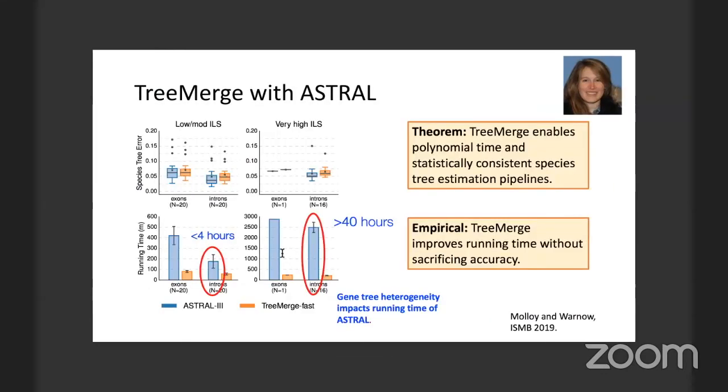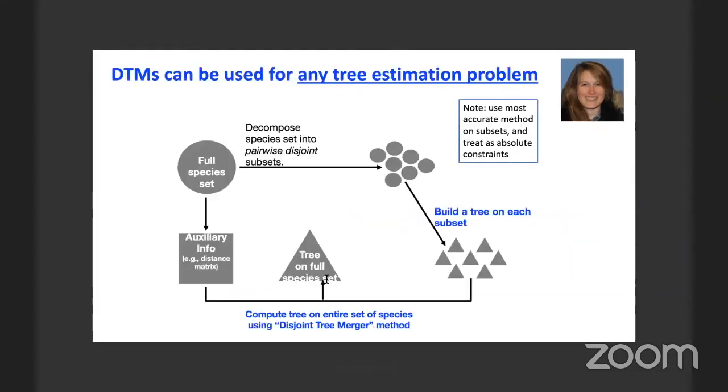So what's nice here is that if you look at what happens when you run Astral by itself or Astral within this divide and conquer strategy, the tree error doesn't really change. This is just comparison of Astral by itself to Astral inside the divide and conquer. It's not really changing, but the running time is decreasing dramatically. So tree merge has nice theoretical properties. It's polynomial time, it's statistically consistent, and empirically it improves the running time and it doesn't sacrifice accuracy. Okay, so we made an advance in terms of scalability. We made an advance in terms of large numbers of data sets, and it can be used in any context.